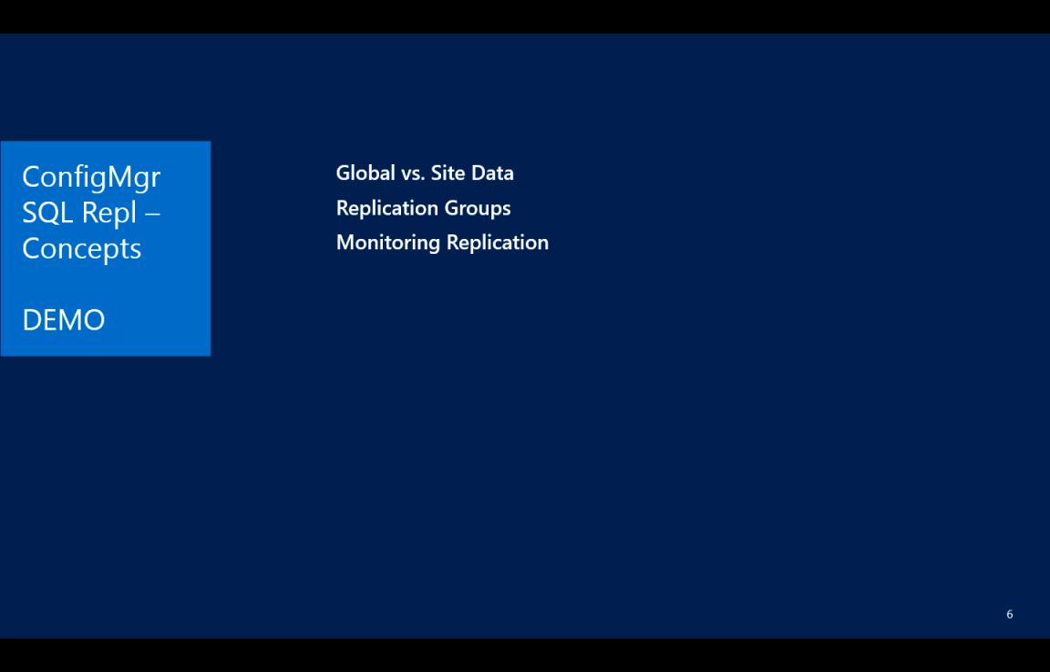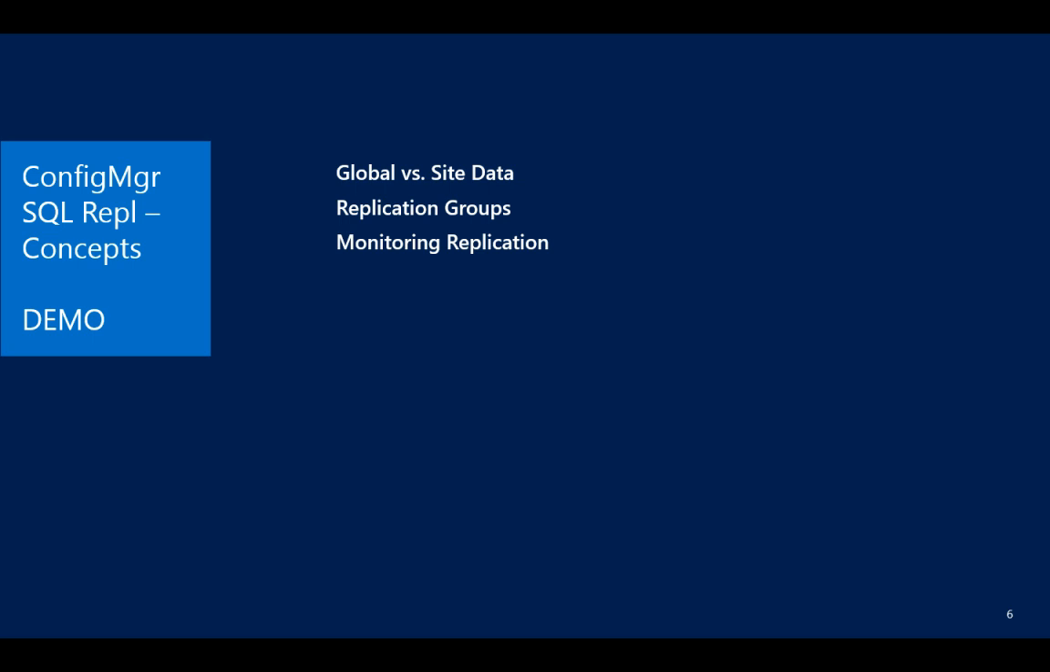we're talking in terms of having a CAS as the brain, if you will, of the hierarchy, the central management component of the hierarchy. And then we have child primaries underneath, one or more, right? Well, there's a concept of breaking the data into two categories. There's a concept of global data. There's a concept of site data.